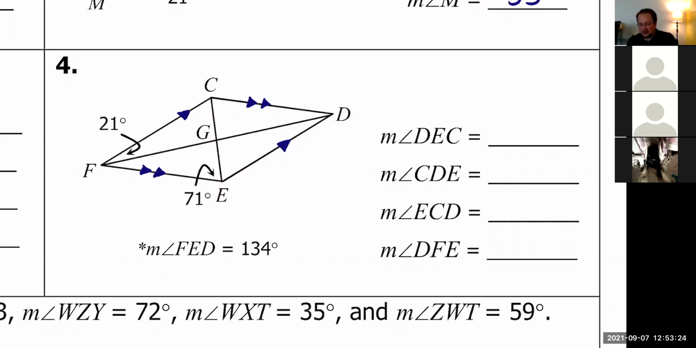I know the measure of the whole angle, FED. I know part of it's 71. To find the remaining, I would just need to do 134 minus 71, which gives me, I believe, 63. So again, the whole angle, this big angle here on the bottom, is 134 degrees. We know part of it is 71. The other part then is just whatever is remaining, 63 degrees.